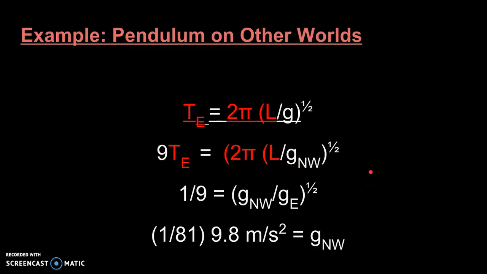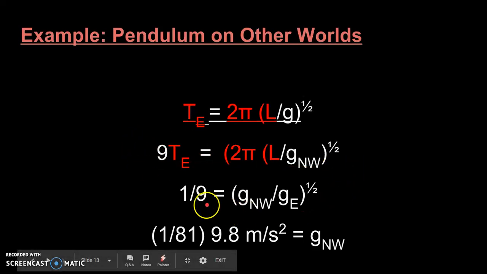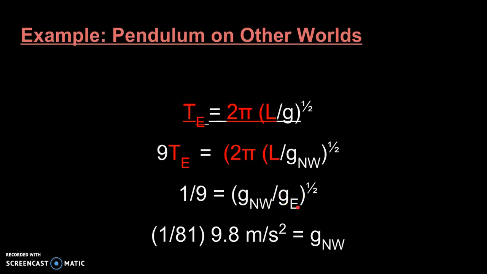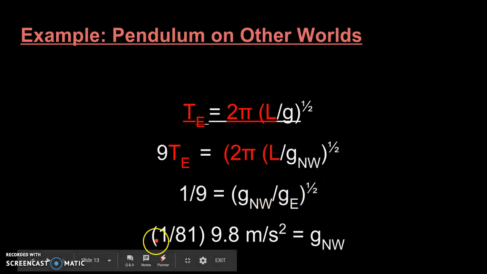Everything in red cancels out, giving you 1/9 times the gravitational acceleration on the new world, because it's bottom of the bottom, goes up to the top, divided by the acceleration due to gravity on Earth, square root. So it's 1/81st, why not, times 9.8 meters per second squared.